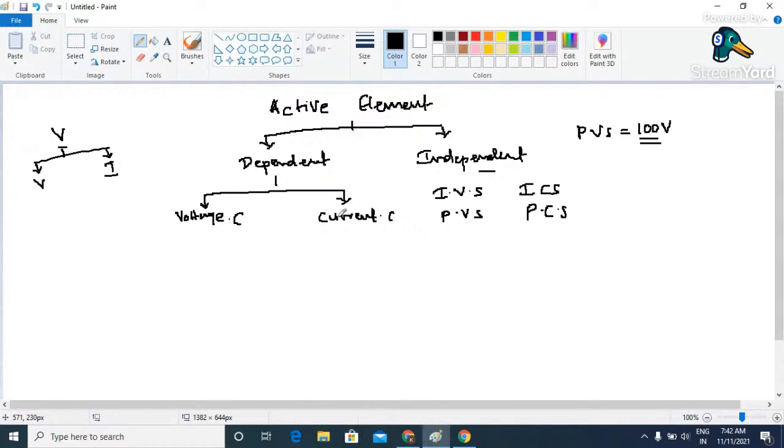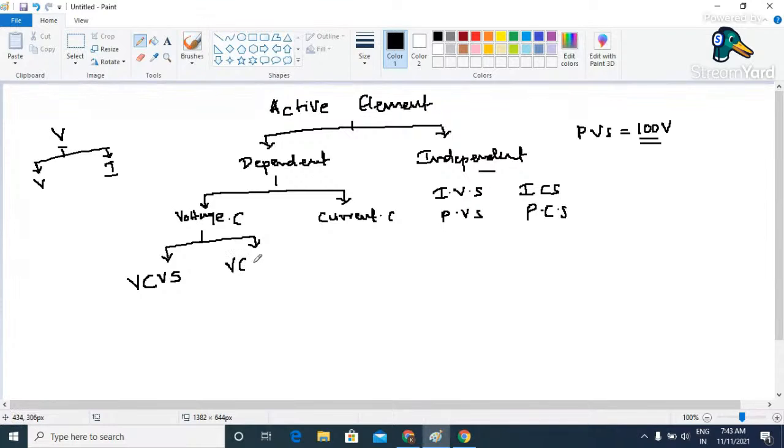First one is called voltage control, second one is called current control. And in voltage control, we have again two main types. It may be possible that it is a voltage source which is controlled by a voltage. So this we can treat as a voltage controlled voltage source. It may be possible that we have a current source, but that current source value is controlled by voltage.